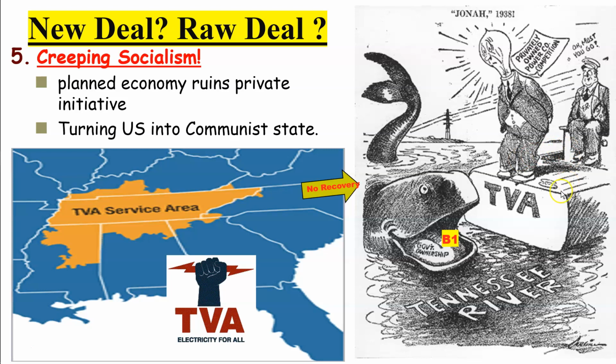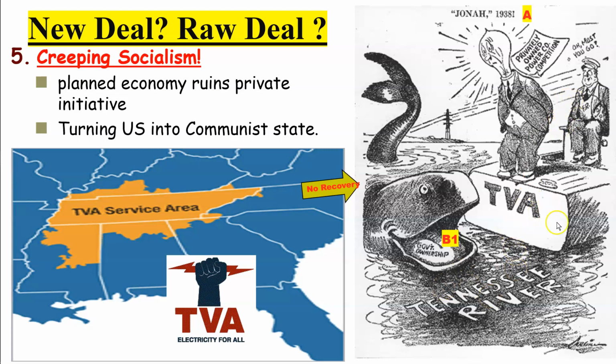And the government would operate those hydroelectric dams, producing electricity at cost, not for profit. So private industry is going to have a hard time competing with that government-produced electricity, right? This is displayed in the cartoon here, Jonah, 1938, as in Jonah and the whale. Jonah got swallowed by a great whale, right?